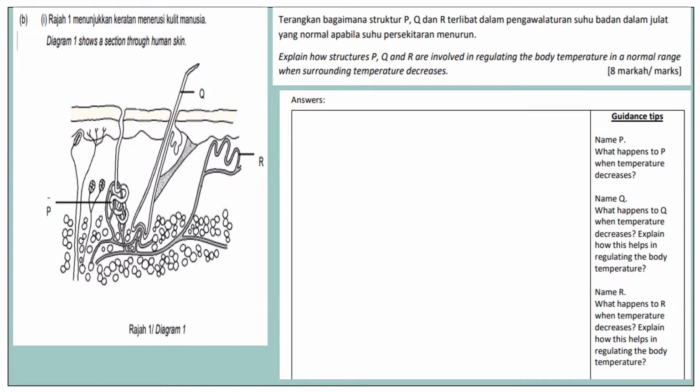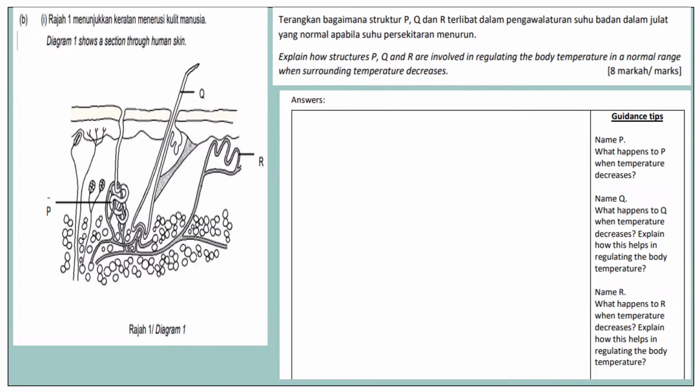So we can see clearly here, we have P, Q and R. Now explain how structures P, Q and R are involved in regulating the body temperature in a normal range when surrounding temperature decreases. Okay, here are the guidance tips.